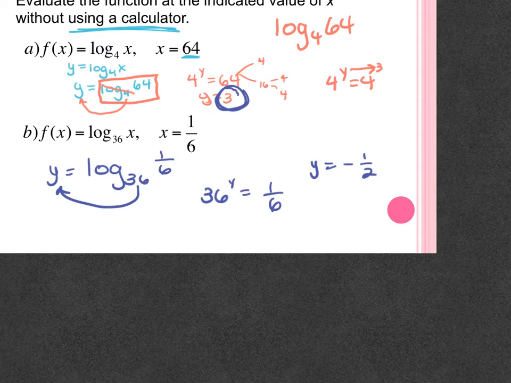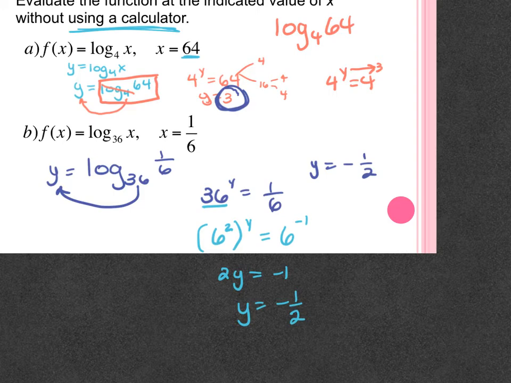The long way is change a base. So this would be 6 to the second raised to the y. The right would be 6 to the negative 1. 2y would equal negative 1, and y would equal negative 1/2. How you get there is completely up to you, but obviously the faster and more comfortable you get with these, the easier it's going to be.